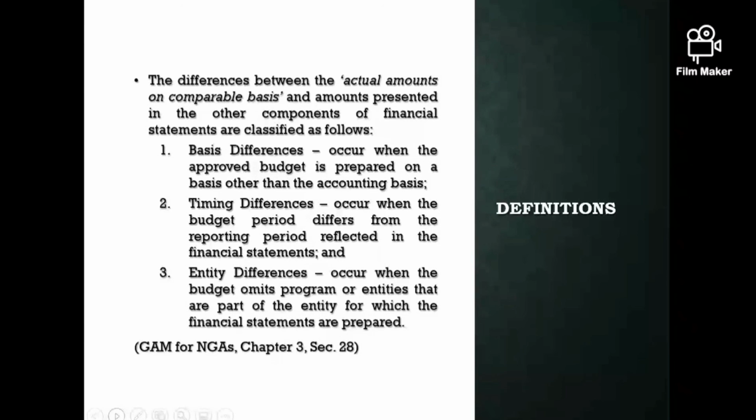Next, entity difference or differences occur when the budget omits program or entities that are part of the entity for which the financial statements are prepared. There are some cases na yung mga program hindi pinapa-report sa entity na yon. Sa kanya yung budget, pero ibang entity yung nagpa-facilitate. Ibang entity yung gumagawa, pero yung budget nasa kanya. So, magkaiba yung i-report mo sa FS, iba yung i-report mo sa ibang component of FS, iba rin dito sa statement of comparison of budget and actual.